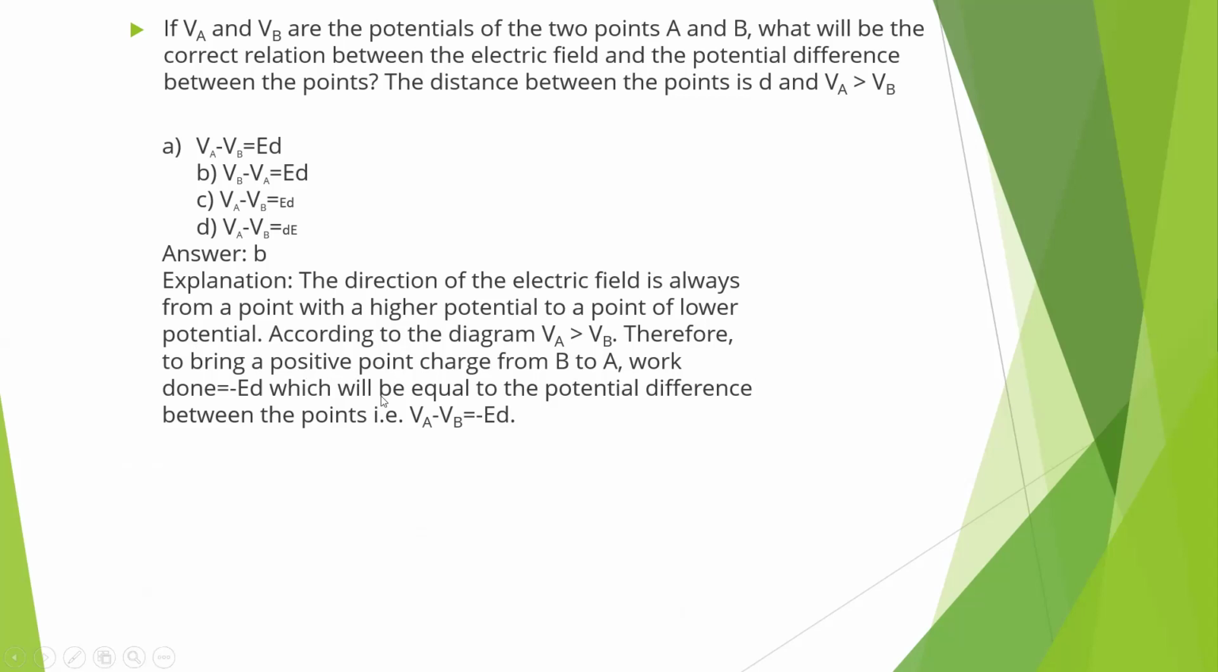Therefore, to bring a positive point charge from B to A, you have to do negative work. The work done will be E, that is the electric field, into D, the distance between these 2 points. So it is minus ED, which will be equal to the potential difference between the 2 points. VA minus VB is equal to minus ED. So the answer will be ED. I think the minus is missing here.